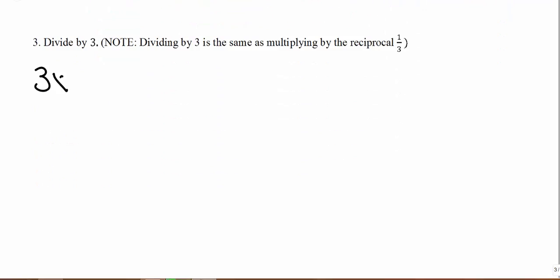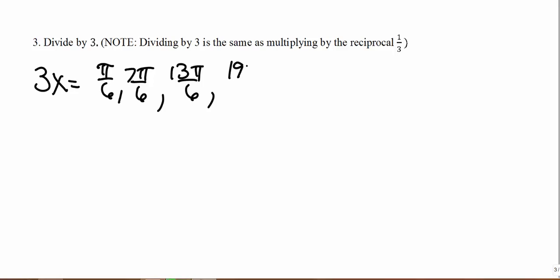So we have 3x is equal to pi over 6, 7 pi over 6, 13 pi over 6, 19 pi over 6, 25 pi over 6, and 31 pi over 6.